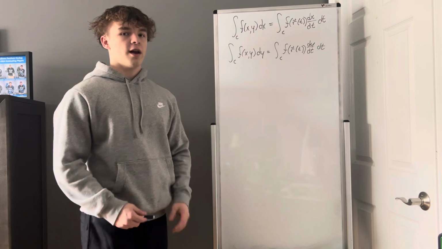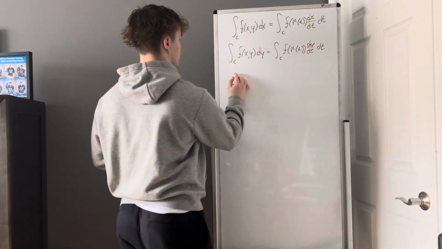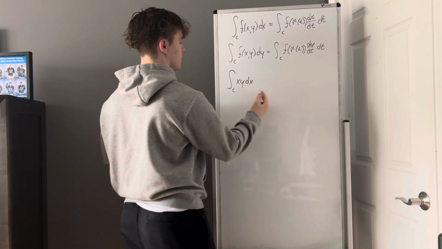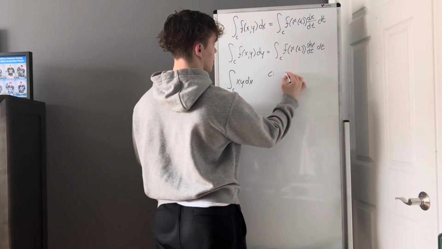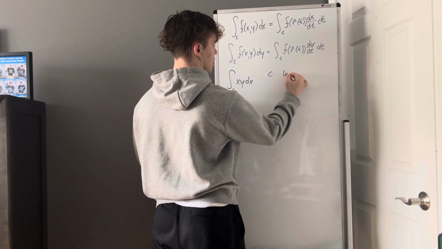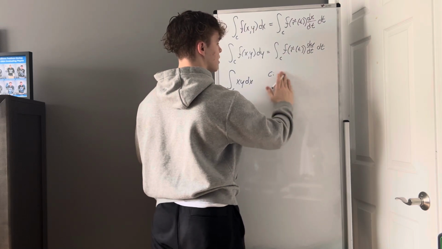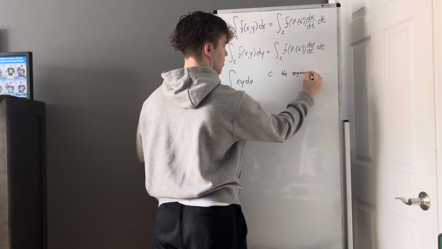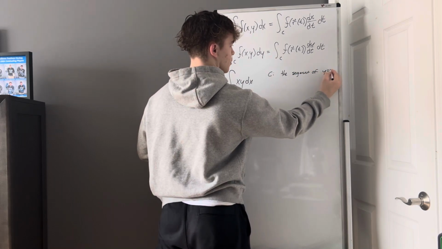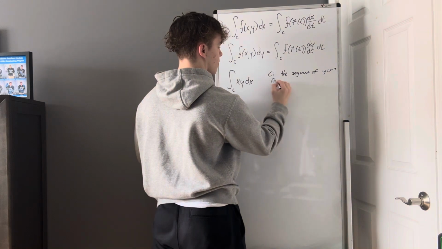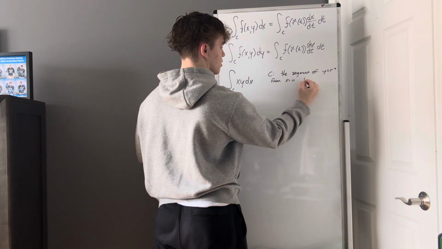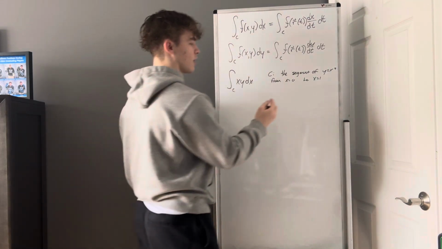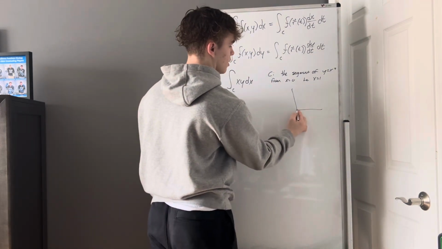So I suppose we could get into a quick example here. Let's take the line integral over C of xy dx, where C is the segment of y equals x squared from x equals 0 to x equals 1. So we can sketch our curve here. It's just this.